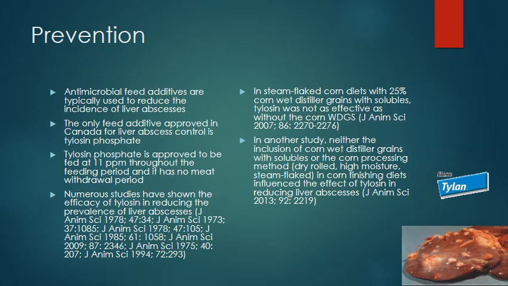There is some research that suggests the impact of tylosin may vary depending on what ration we have. This was some research done in the U.S., but in a subsequent study that was done in 2013, it showed that neither inclusion of corn wet distillers grains with solubles nor the corn processing method, whether it was dry rolled, high moisture, or steam flaked, influenced the effect of tylosin in reducing liver abscesses. Therefore, based on the results to date, tylosin will reduce liver abscesses. It does not eliminate them, but it can reduce the level by up to 50%.